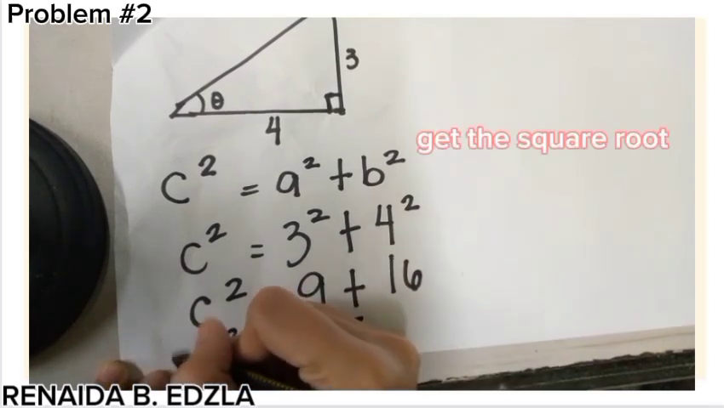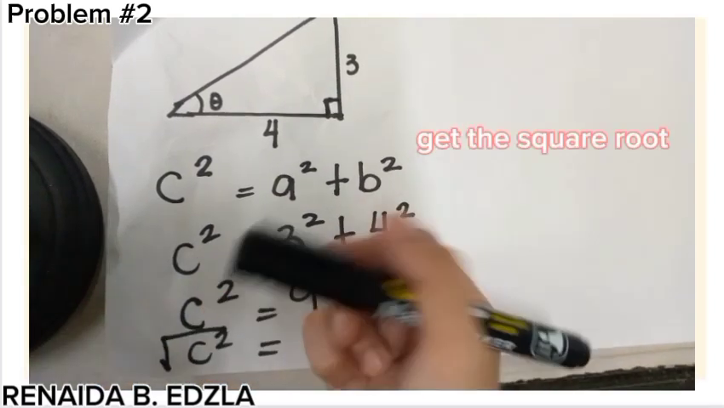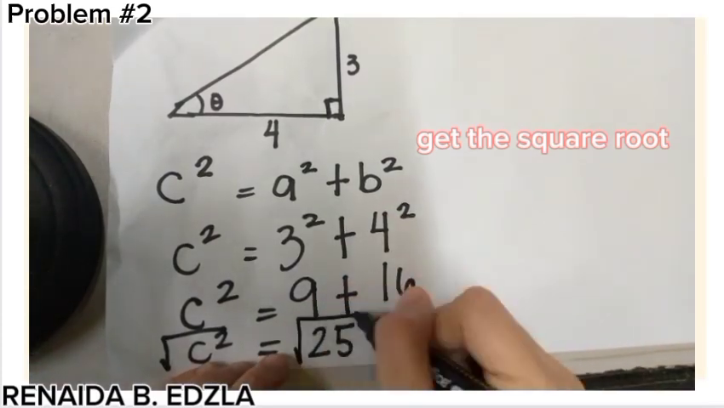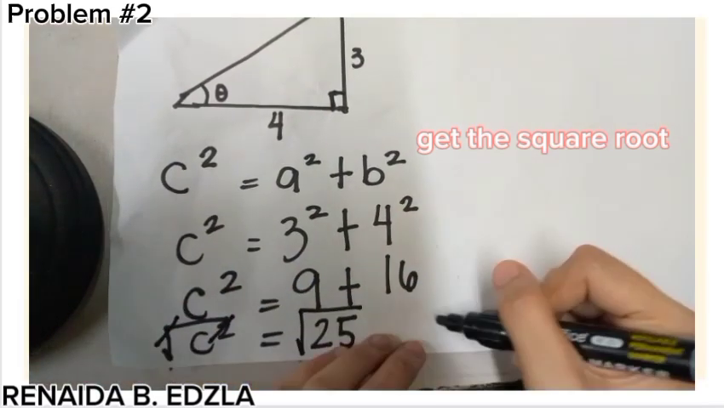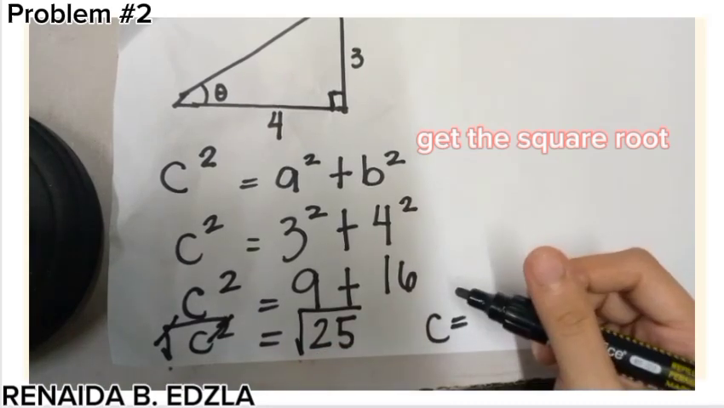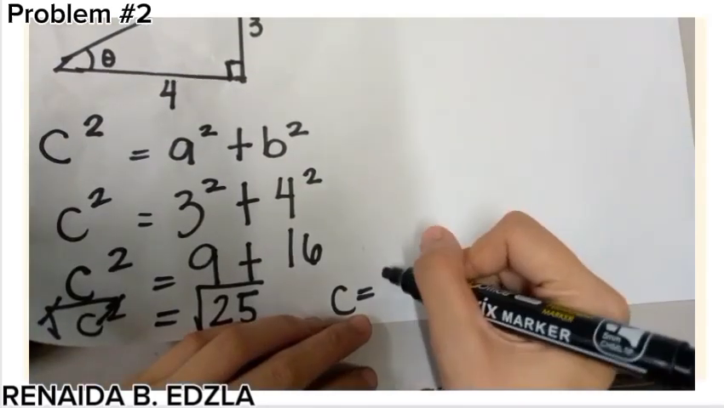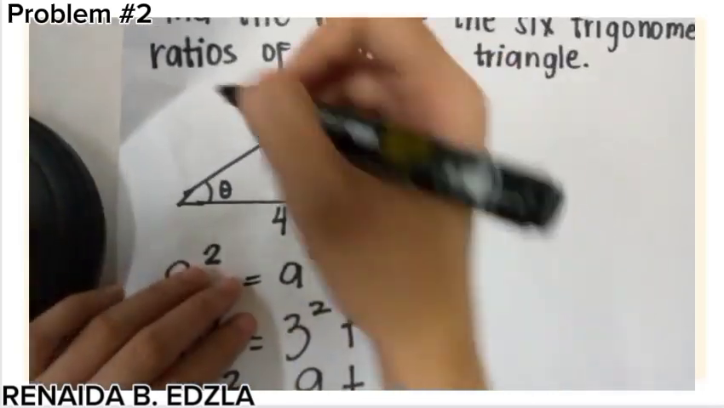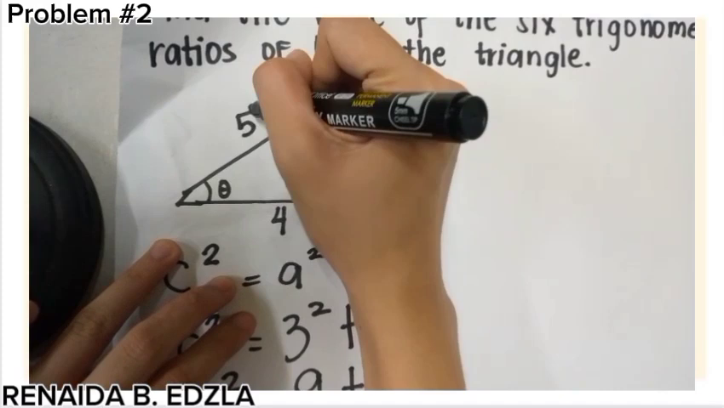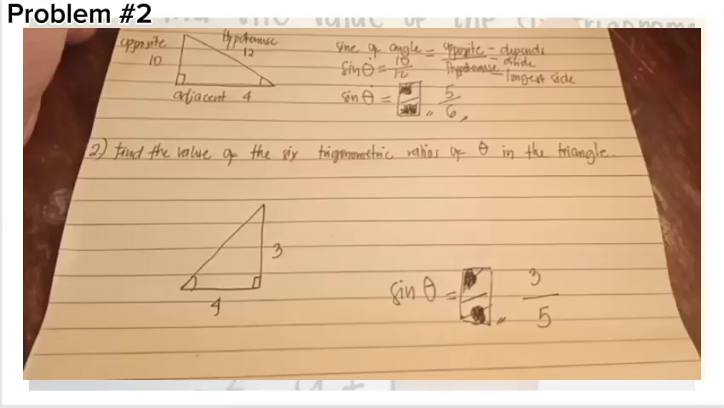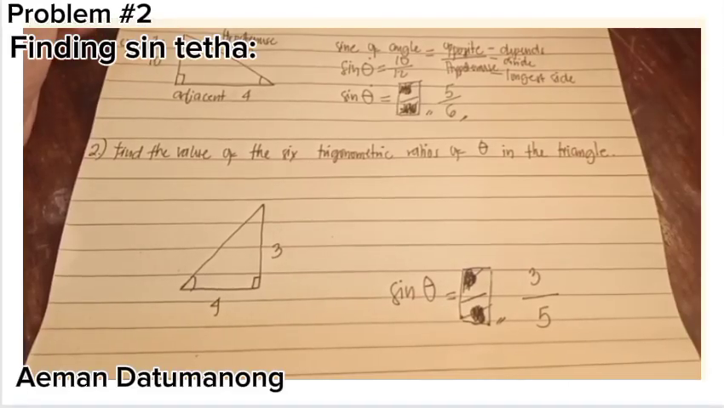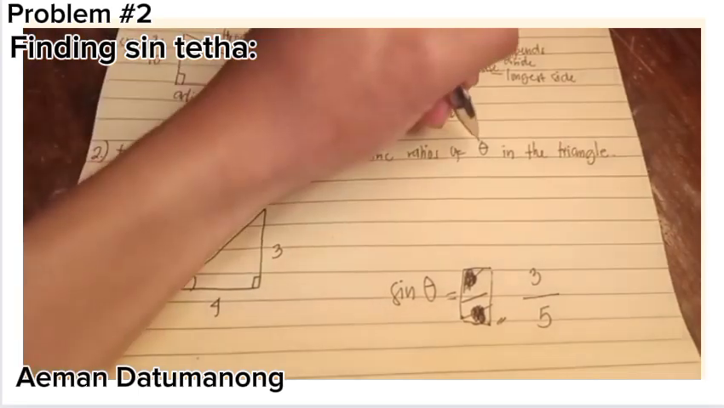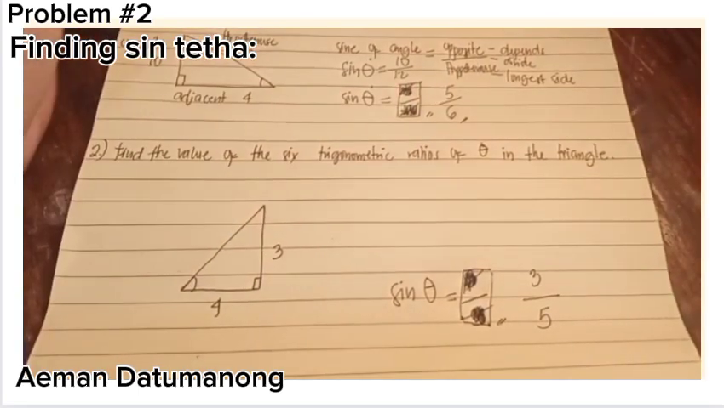So we need to get the ratio. So cancel. C is equal to 5. So the value of our hypotenuse is 5. That's it. Find the value of the 6 trigonometric ratios of theta in the triangle.